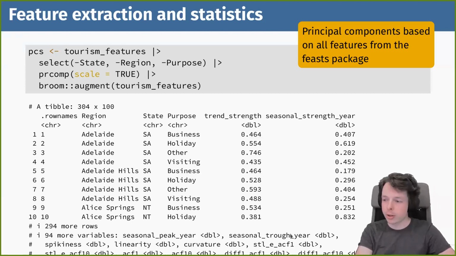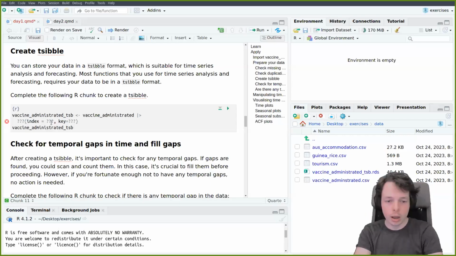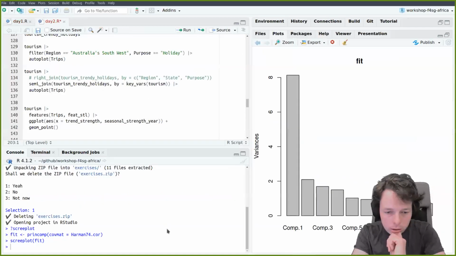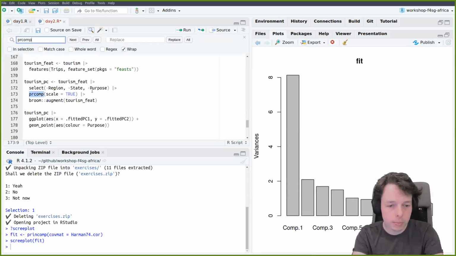But this shows the principal, oops, I'm sharing the wrong screen. Sorry. Let me take the principal components that we're looking at for, actually. You're seeing the wrong exercises. Yeah, one moment. Thank you for pointing that out. Here you go. So we had prcomp here.